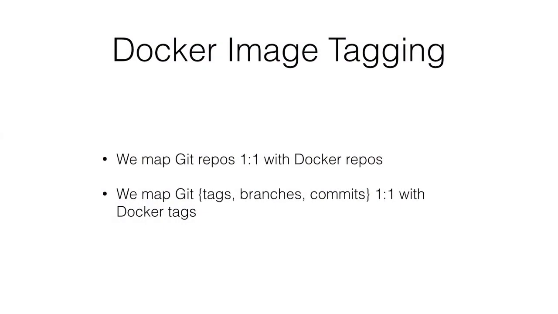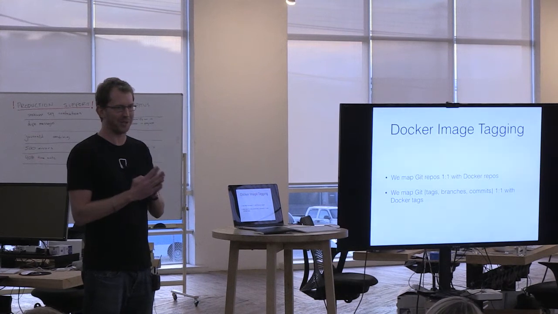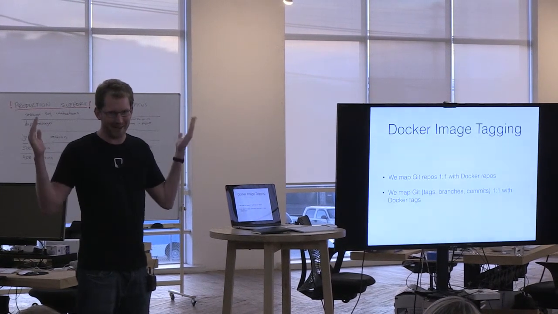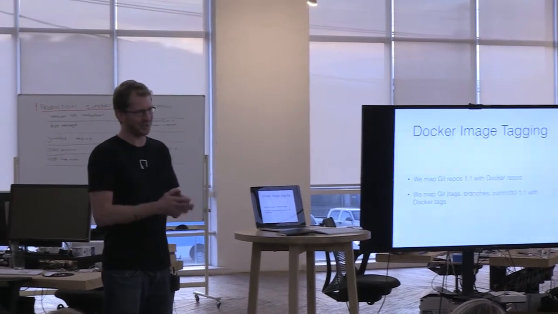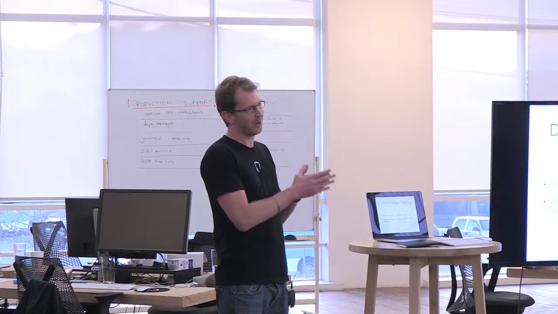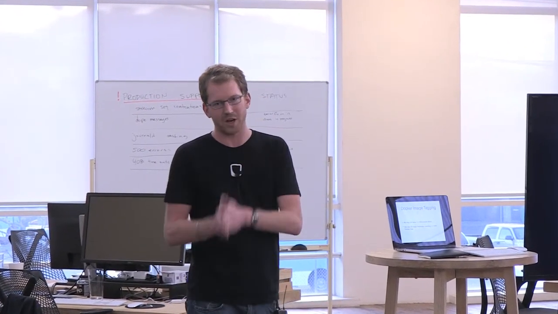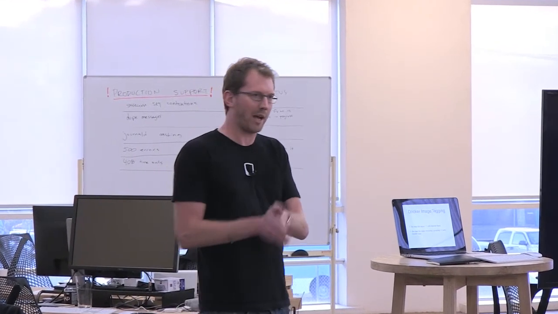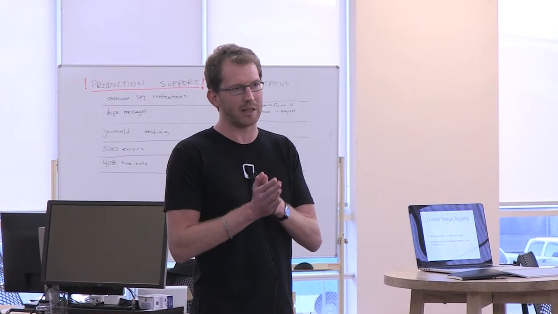New topic, Docker image tagging. We tried more complicated ways of doing this, went through a few iterations, and arrived at the simplest answer, which is map your Git repositories one-to-one with your Docker repositories, and then map all your Git commits, Git branches, and Git tags one-to-one with Docker tags. That way, when you have a Docker image deployed on a system somewhere, you can instantly find it in source control.